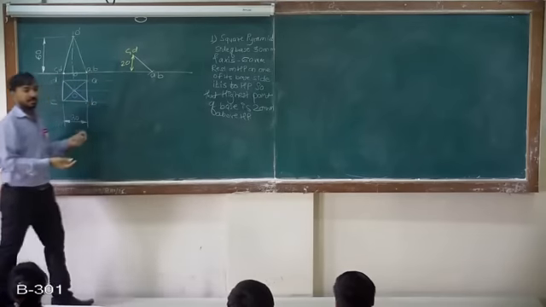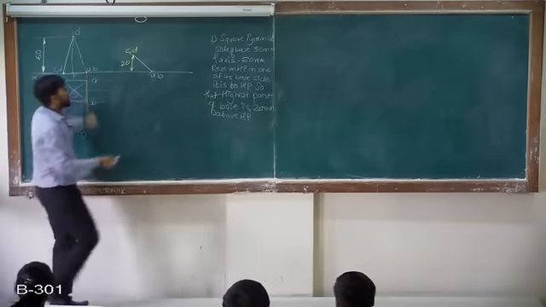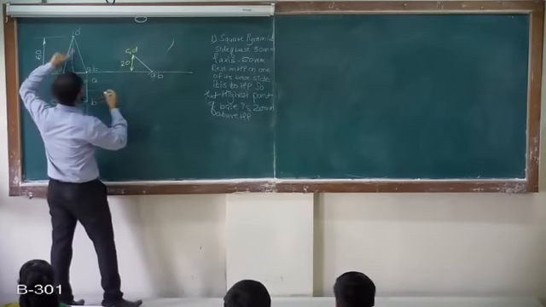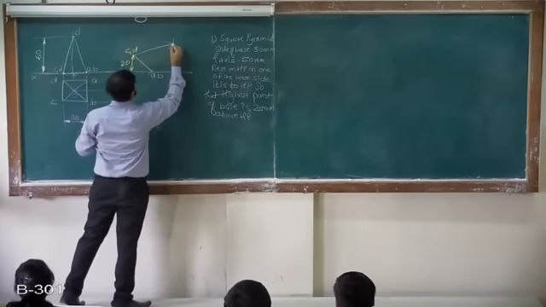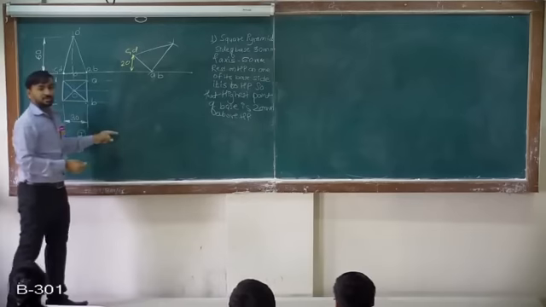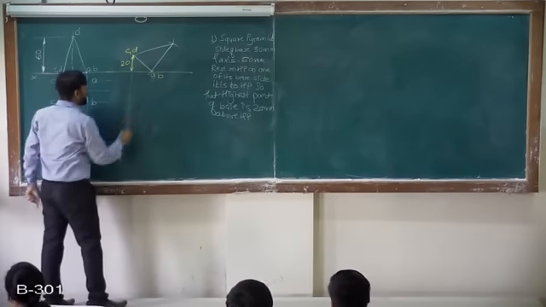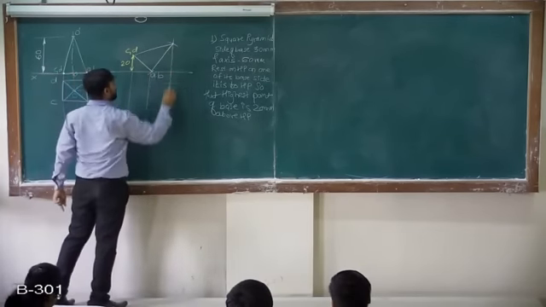Next, simple. Take the distance, mark one arc here. Take this distance, mark another arc. The rest of the procedure is the same. Take projections and complete the view.